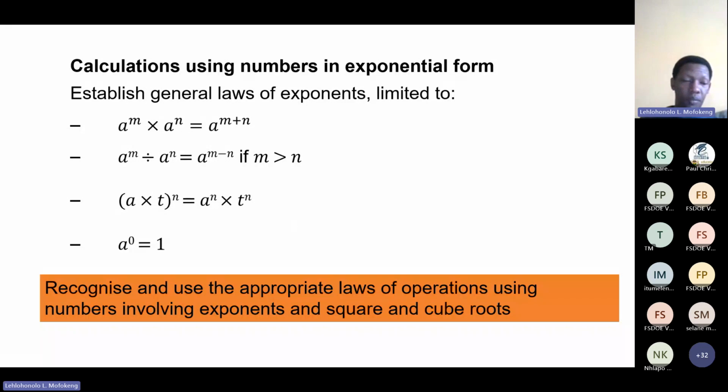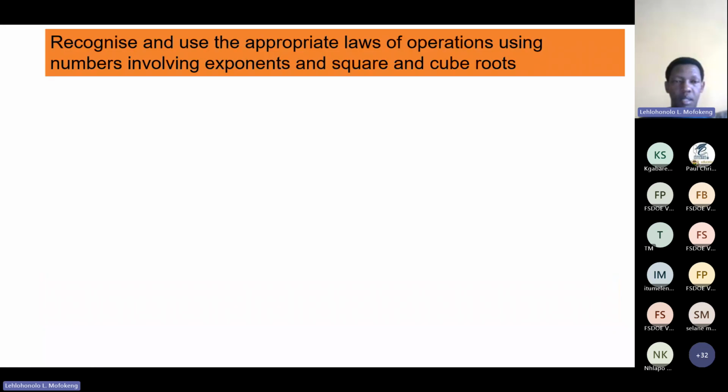Now, our main focus for today is to recognize and use the appropriate laws of operations using numbers involving exponents and squares and cube roots. So we are just going to do the calculations based on the laws of exponents. Right. Recognize and use the appropriate laws of operations.